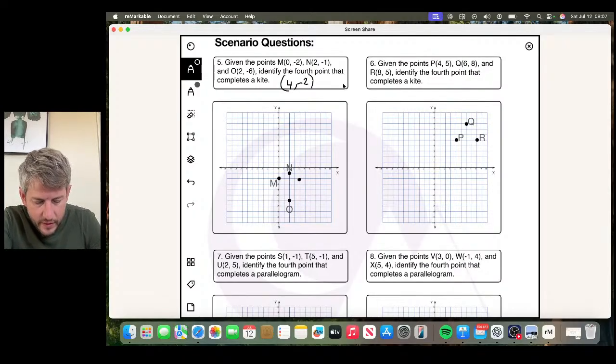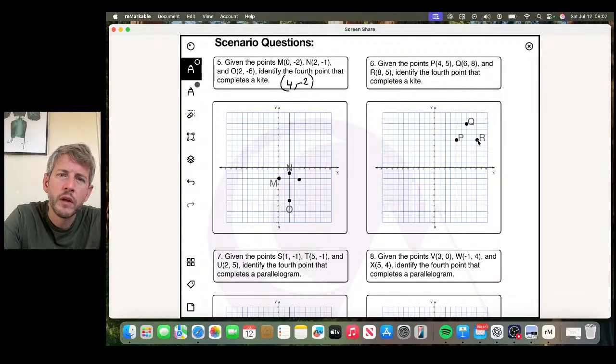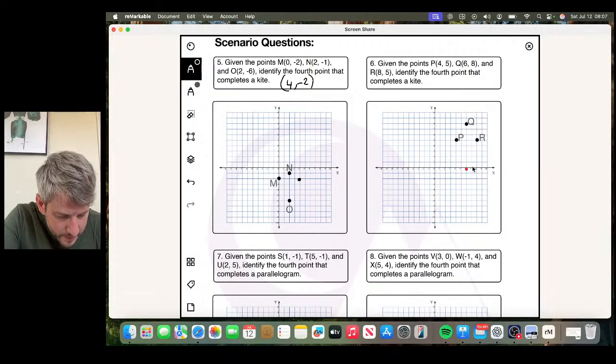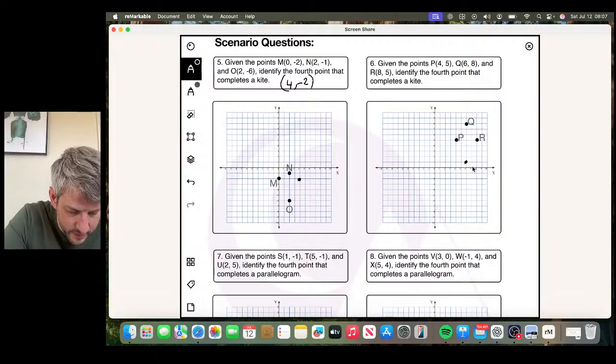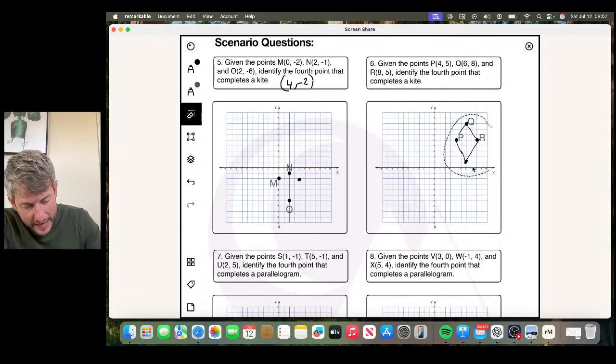Okay. Question 6 is, given the points P at (4, 5), Q at (6, 8), and R at (8, 5), identify the fourth point that completes a kite. There are loads of options here. I'm going to go for here, because that will make a nice kite. But you could have anything along this line.